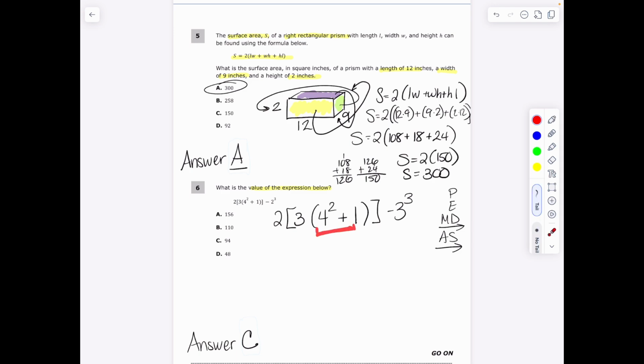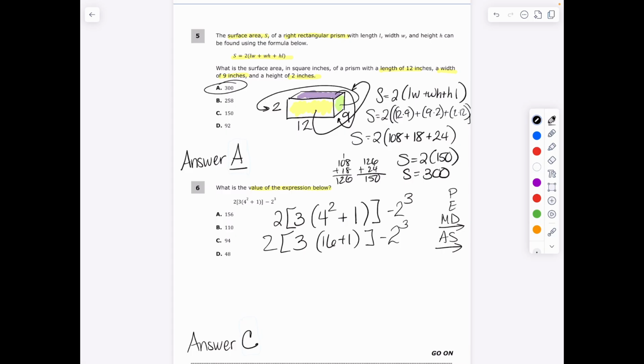And in this part, I have to deal with this exponent first. 4 to the second power, which is not 8. It means 4 times 4, which is 16. So 16 plus 1. Okay? And I'm always in the habit of rewriting everything. I know a lot of kids are like, Miss, why? Why we gotta rewrite the whole thing? I get it. It's just for me, I like to see the problem getting smaller, and I caught that I wrote the wrong number at the bottom.